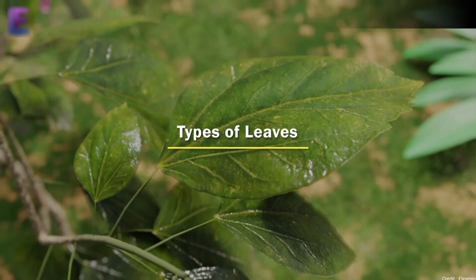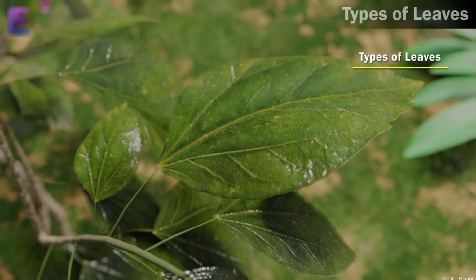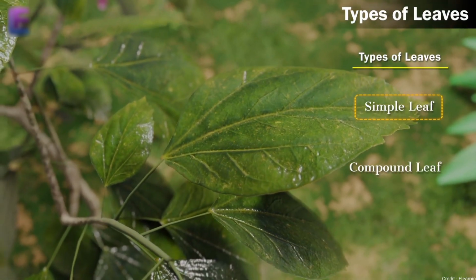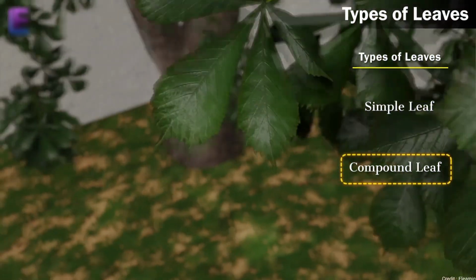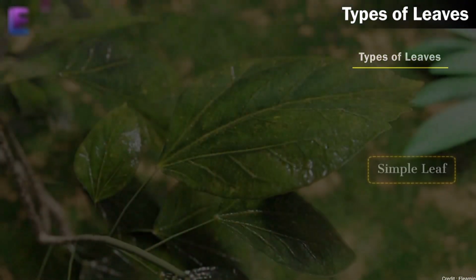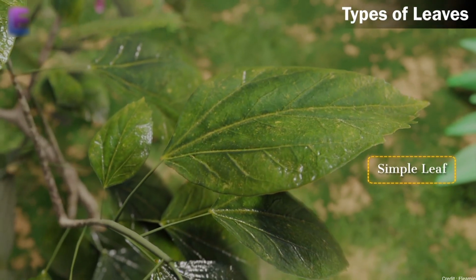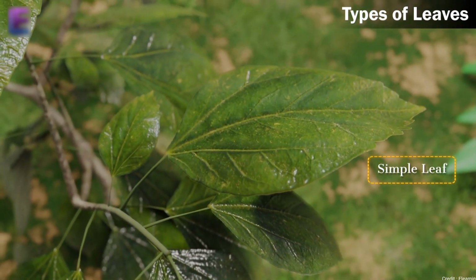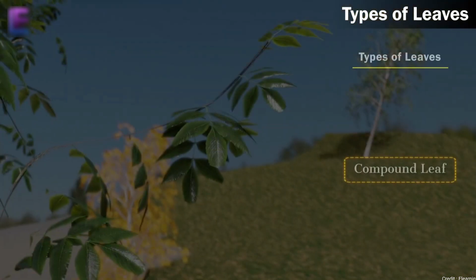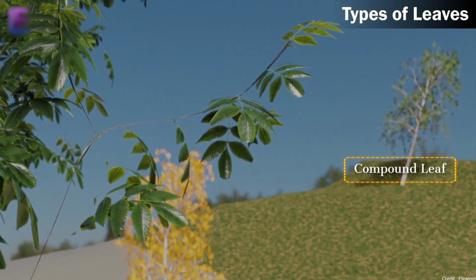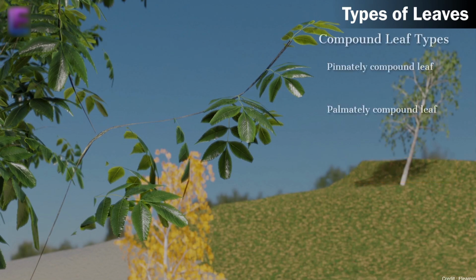Types of leaves. Leaves are of 2 types. 1. A simple leaf. 2. Compound leaf. A leaf is said to be simple when its lamina is entire or when incised. The incisions do not touch the midrib. When the incisions of the lamina reach up to the midrib, breaking it into a number of leaflets, the leaf is called compound. Compound leaves are of 2 types.